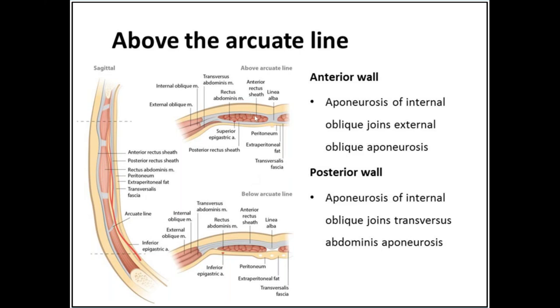So that is why the rectus sheath is formed by the aponeuroses of these muscles. The most important muscle here is the internal oblique. It splits in two layers: one layer joins the external oblique to form the anterior layer of the rectus sheath, and the posterior layer joins the aponeurosis of the transversus abdominis to form the posterior layer of the rectus sheath. So this is the formation of the rectus sheath above the arcuate line.